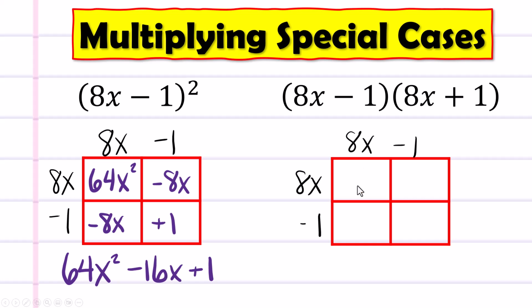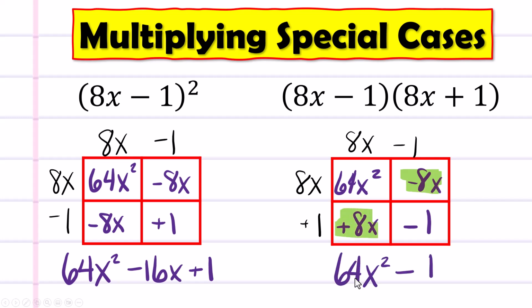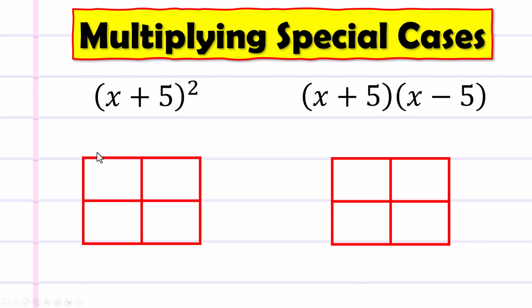8x times 8x is 64x squared. 8x times negative 1 is minus 8x. Positive 1 times 8x is a positive 8x. Ooh, 1 times negative 1 is just a negative 1. You can see what's going to happen here. And we end up with that. Notice, this is not the same thing squared. It looks the same, but the signs are different. And then you have these boxes canceling each other out in the middle. Over here, this is one thing squared. Things don't cancel out.